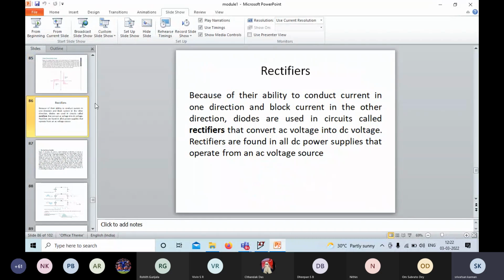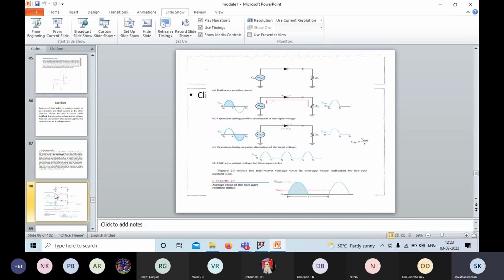Rectifiers use the diode's ability to conduct current in one direction and block the current in the other direction. Diodes are used in circuits called rectifiers, which convert the AC voltage into a DC voltage. Rectifiers are found in all power supplies that operate from an AC voltage source. All your laptop power supplies and mobile chargers operate from the AC voltage source, right? So we need to convert this AC signal into a DC signal.